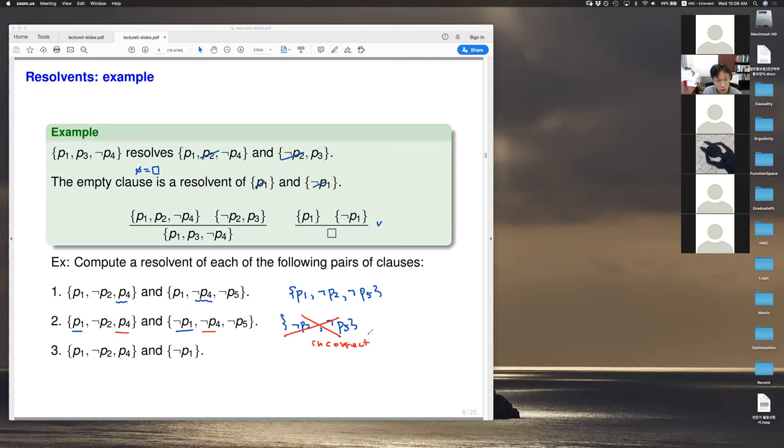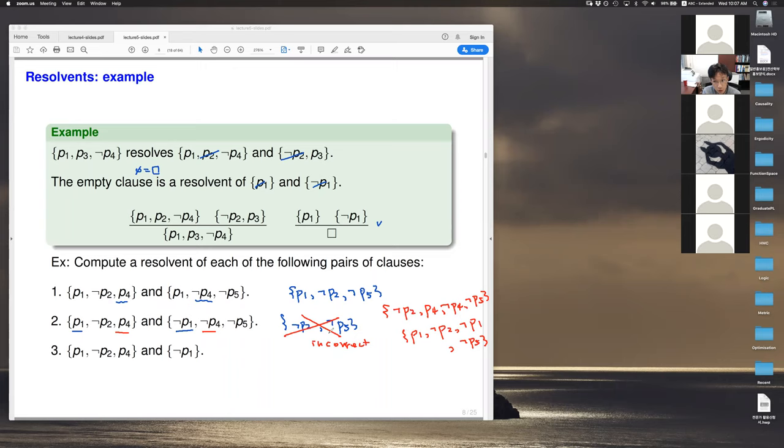When you do resolution, only one literal can be canceled, not two. So the right answer in this case is canceling P1 only or canceling P4 only. If you cancel P1 only, we end up with negation of P2, P4, and negation of P5. Or if you cancel negation of P4, we end up with P1, P2, and negation of P5. Both of them are correct resolvents of the clauses we started with, but not the one that I showed here.